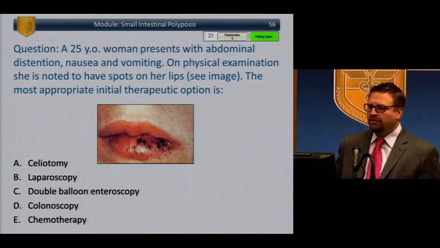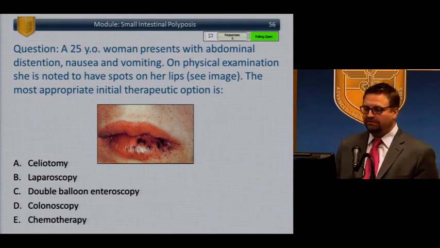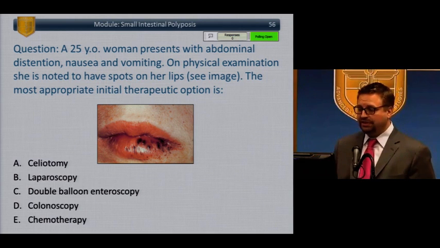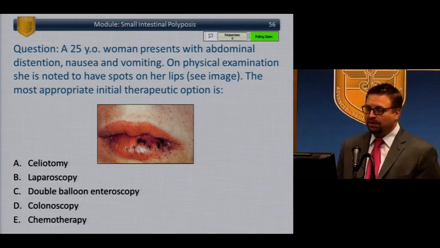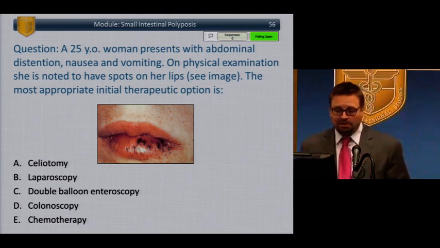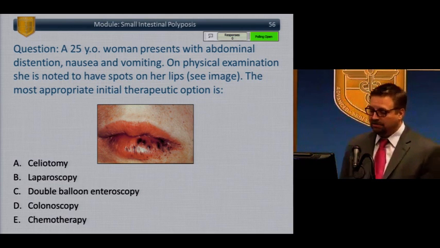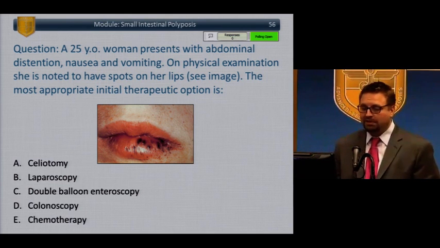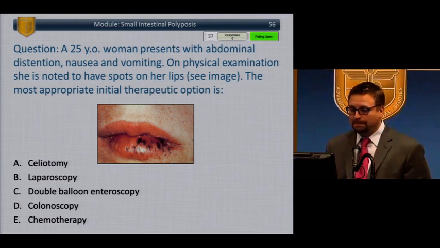All right, let's talk about some polyposis syndromes. So here's another case. A 25-year-old woman presenting with abdominal distension, nausea, and vomiting. On physical exam, she's noted to have spots on her lips, as you see here. The most appropriate initial therapeutic option is celiotomy, laparoscopy, double balloon enteroscopy, colonoscopy, or chemotherapy.